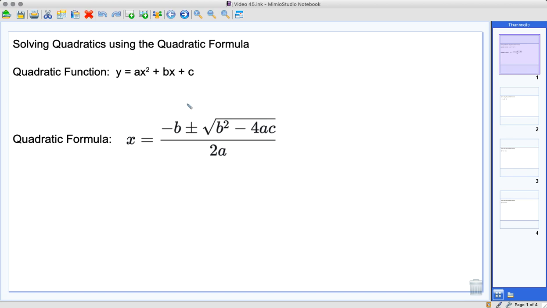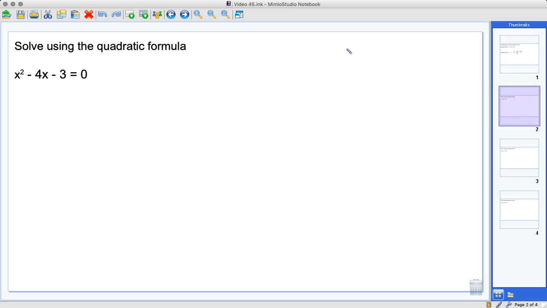2a. So what's going to happen is you're going to take your a, b, and c from your original function and plug it into your formula. And then you'll be able to use your calculator to solve it. So what I always do is I just identify a is 1, b is negative 4, c is negative 3. I think it helps just to identify them at first so then you get more comfortable with it.